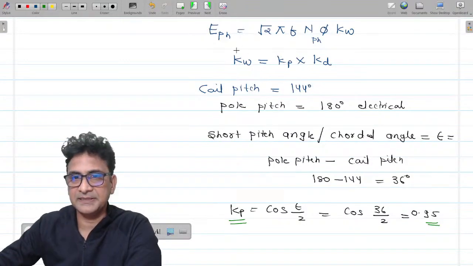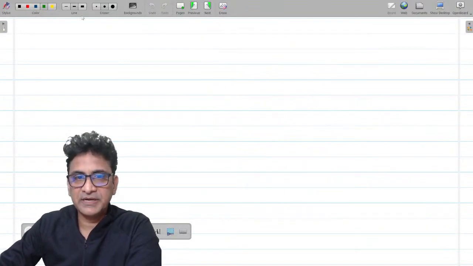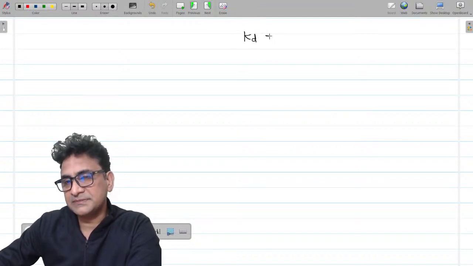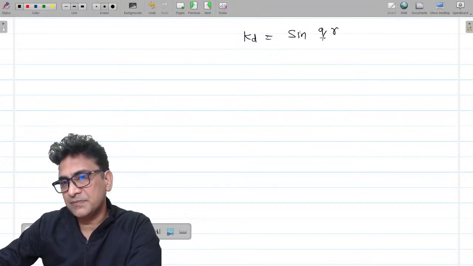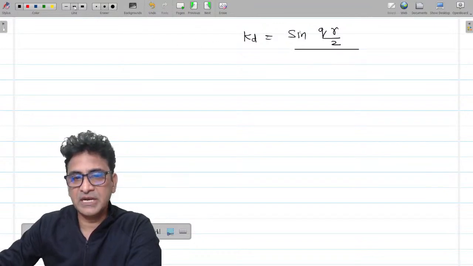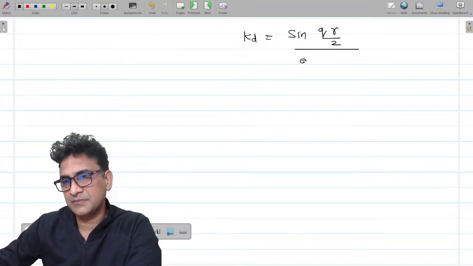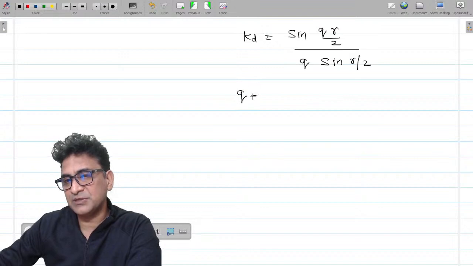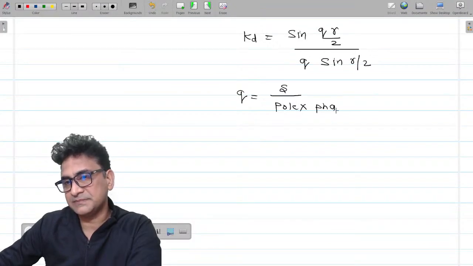Now I will find out the distribution factor so that we will be able to find out the value of winding factor. So what is the formula of distribution factor? The formula to calculate distribution factor is sin(q gamma by 2) divided by q sin(gamma by 2). Now what are all these quantities? What is q? Q is the phase spread. It is called the slot per pole per phase.